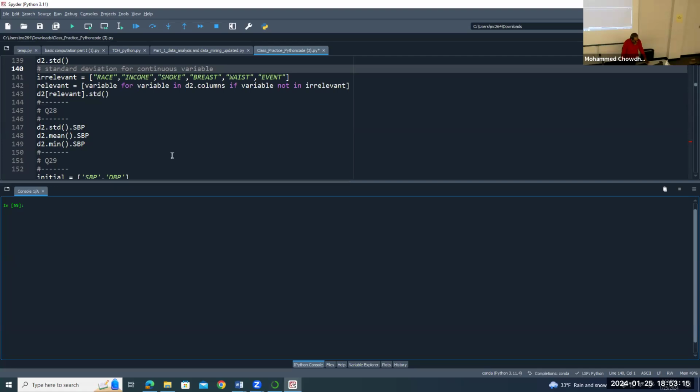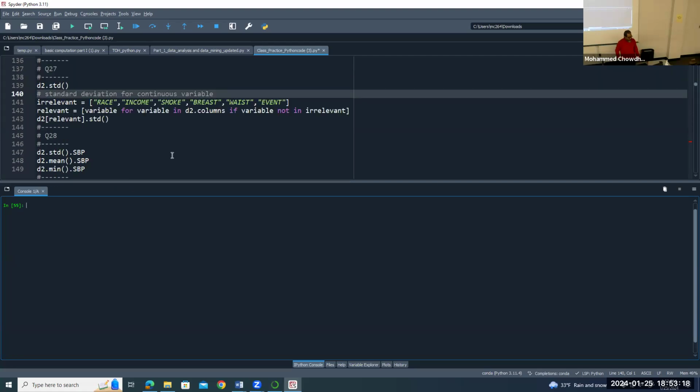Okay, so question number 27. We are in line number 41, where we are considering race, income, smoke, and breast. That means chest measurement, waist, and event. Those are the integer or categorical variables. I do not want those variables in my data. Clear? So I just write it as irrelevant. And then I write a new variable, relevant, in line number 142.